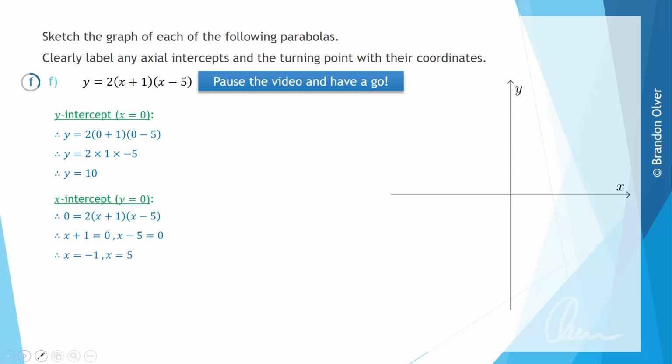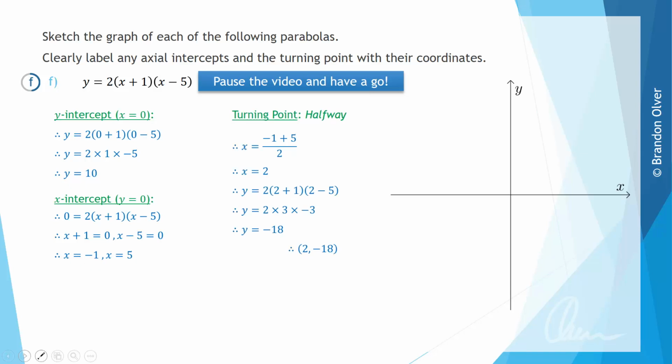Then the x-intercept of this graph, when it's in factorised form, we use the null factor law. And overall we find that x could equal minus 1 or x could equal positive 5. And then the turning point, again we're going to utilise the fact that it's halfway between the two x-intercepts. So we're essentially finding the midpoint of the x values. So we can do minus 1 plus 5 over 2, which gives 4 over 2 is 2. And then subbing that in, we can get the y value out of negative 18.